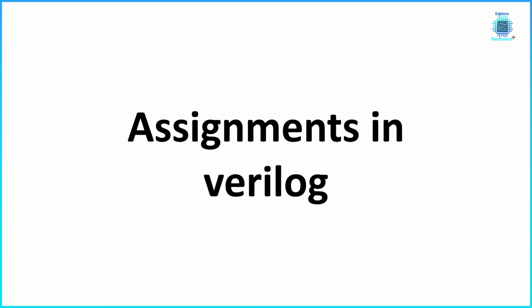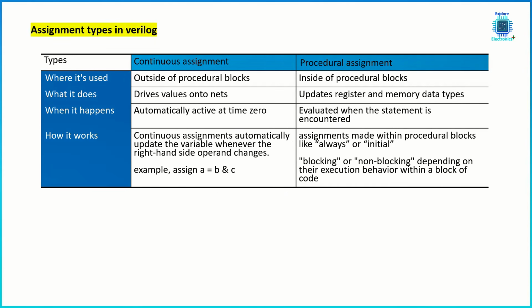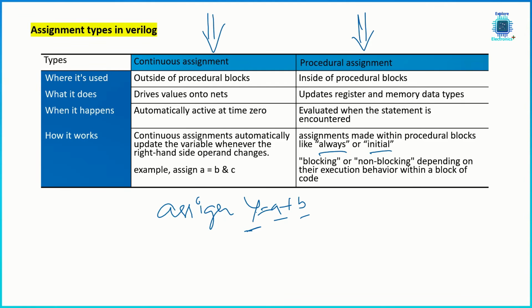Then come assignments in Verilog. As I said, we will have two types of assignment: one is continuous assignment, another is procedural assignment. In the continuous assignment, we use the assign keyword, and when we assign a value, y equal to a plus b, this y will always be a wire, and a and b can be a register or wire. But while using the procedural assignment, we need to use an always block or initial block.